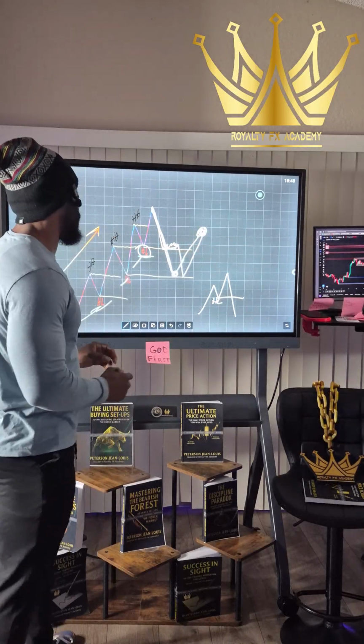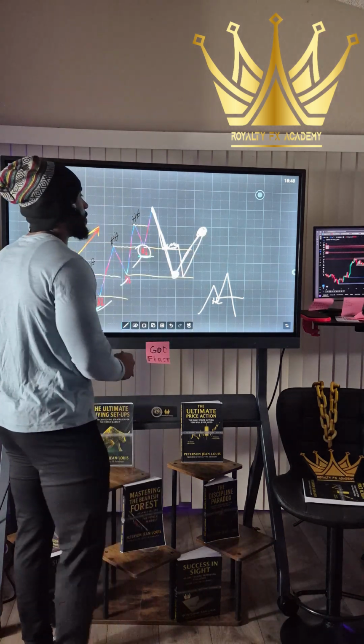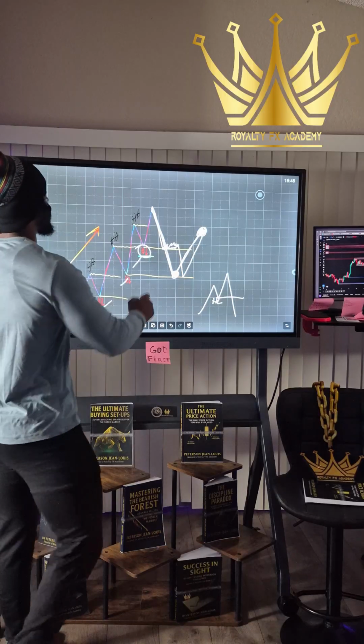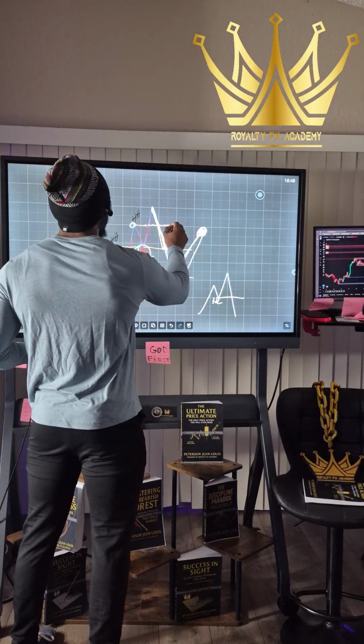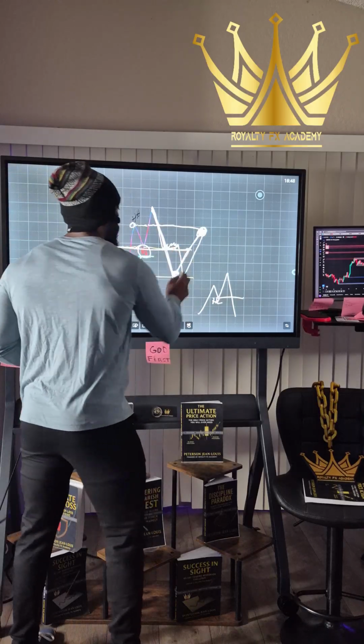Now, here's the thing about this. When market goes back up, it's always going to stop at a previous structure point. Just like before, it's never going to be random. That I could guarantee you. It's always going to be at a previous structure point.